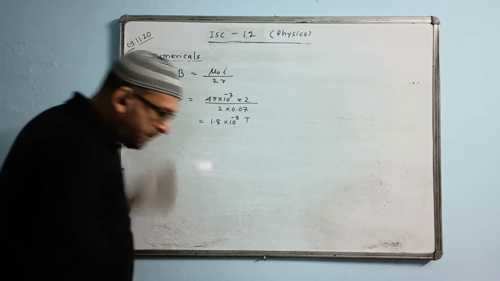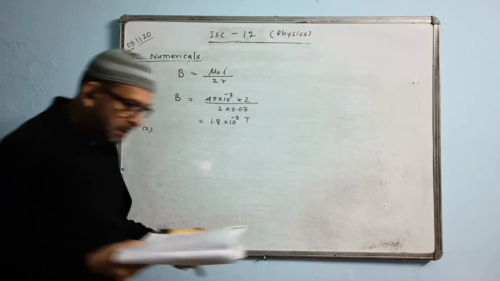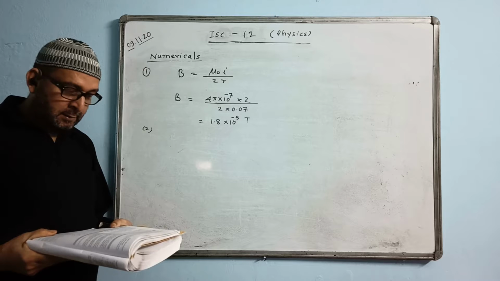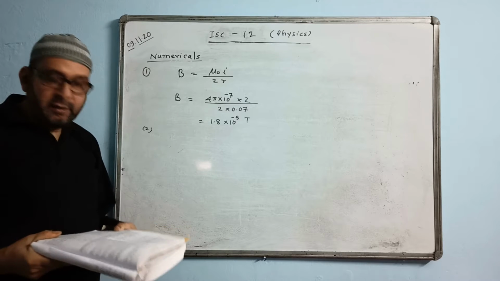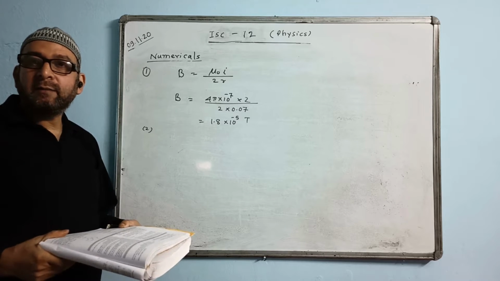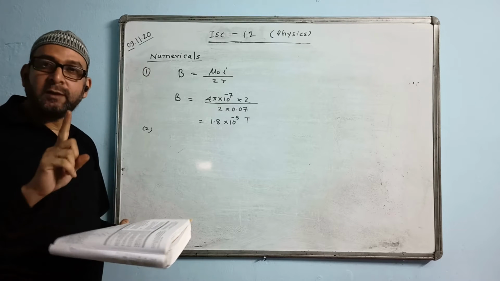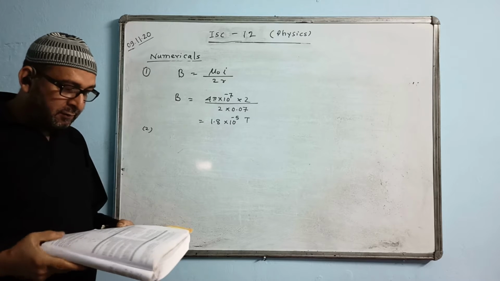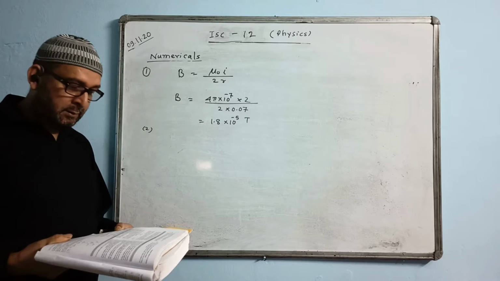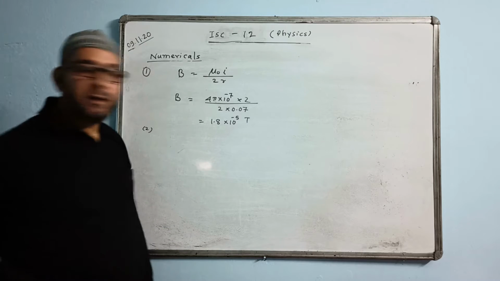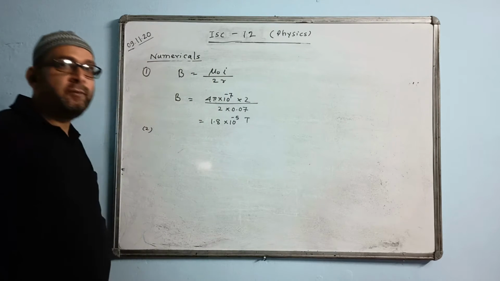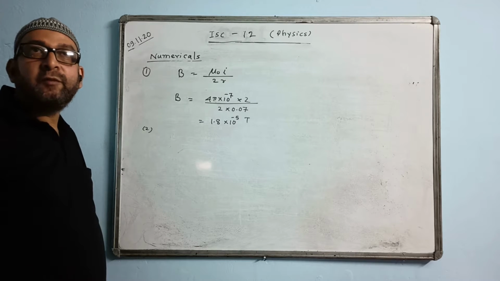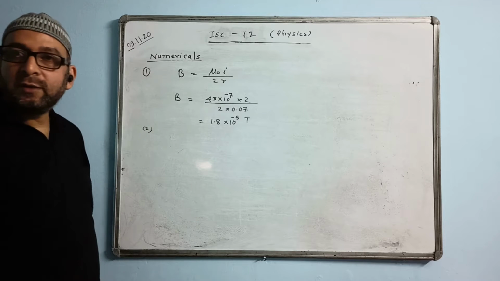Now the second problem. This is done. Second question says, find the magnetic field 1 centimeter away from a long straight wire that carries the current of 1 ampere. Long straight wire is mentioned, so we'll be following the formula of an infinitely long straight conductor.